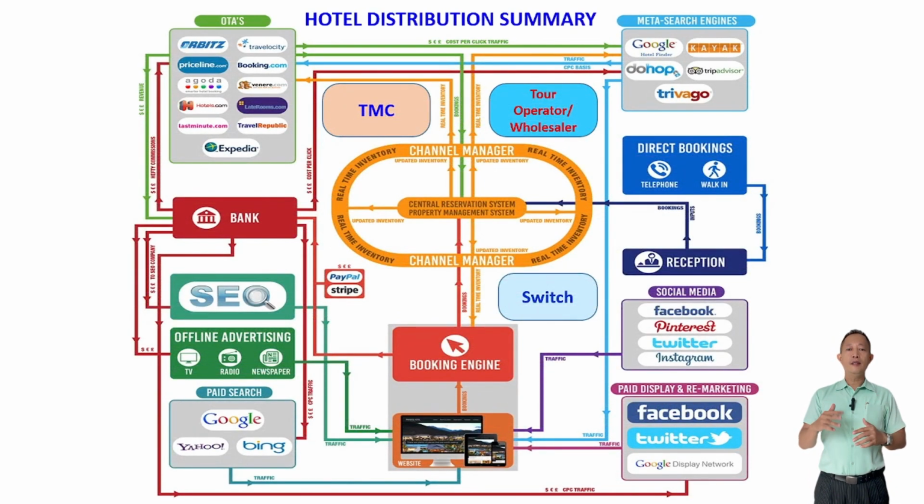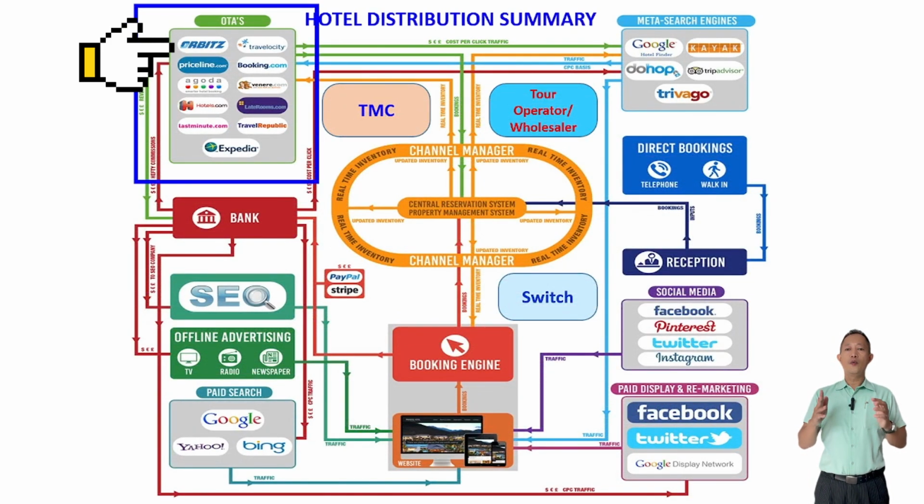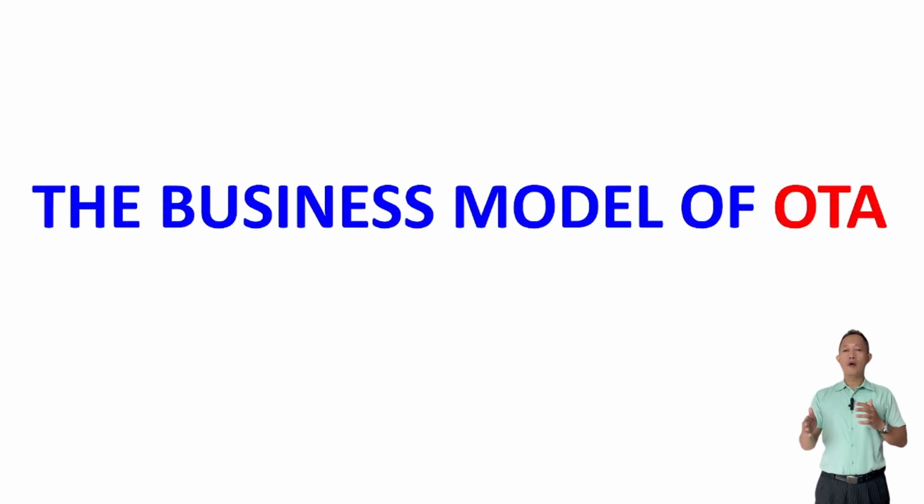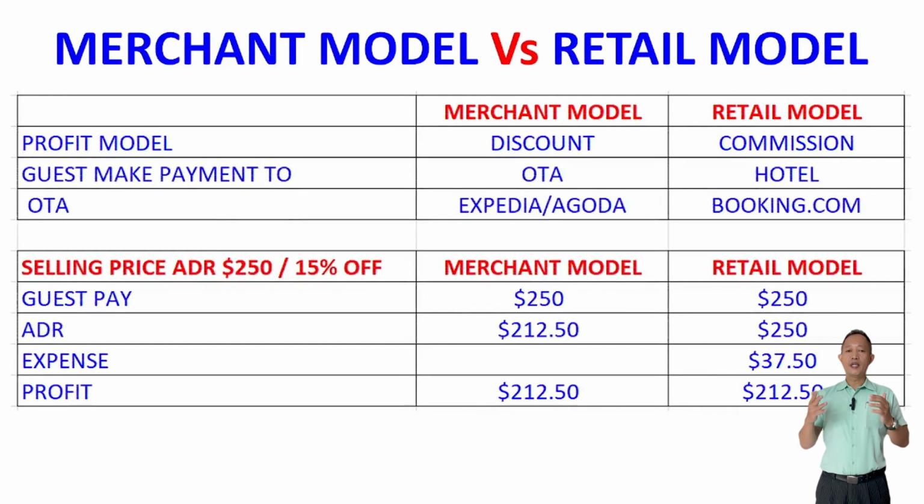OTA, online travel agency. So we need to understand the business model. As you are already aware, OTA has two business models. One is called the merchant model and the other the retail model. The difference is the profit model. The merchant model makes money based on discount. The retail model makes money based on commission.